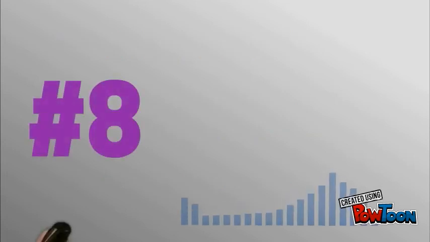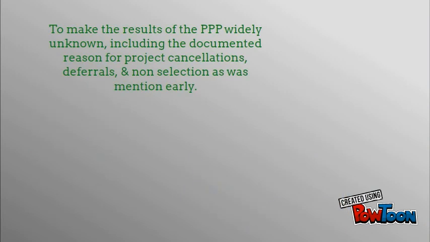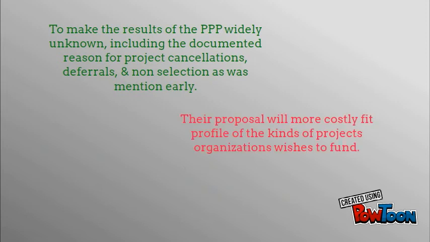Step 8. Implement the process. Make the results of the PPP widely known, including the documented reasons for project cancellations, deferrals, and non-selection, as was mentioned earlier. Then proposals will more closely fit the profile of the kinds of projects the organization wishes to fund. The process must be repeated on a regular basis.